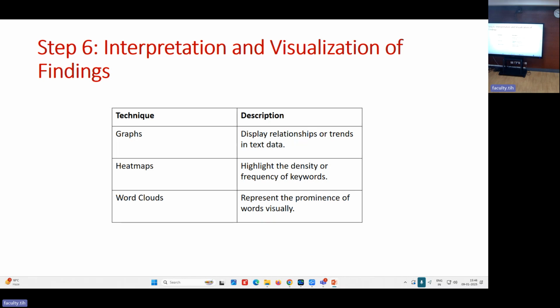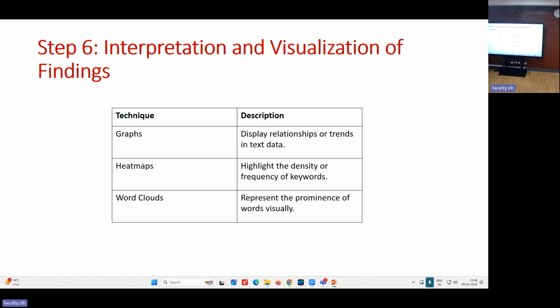Now after doing the evaluation of your results, you can also do the interpretation or visualization, because by seeing the numbers you cannot easily interpret the results, right? So it needs the visualization step. For visualization of your results, you have graphs, heat maps, and word clouds through which you can visualize your results more easily.